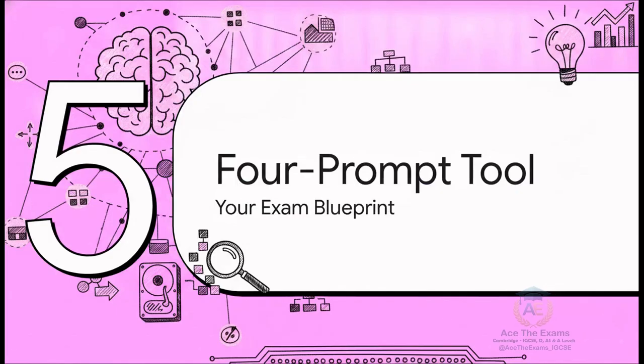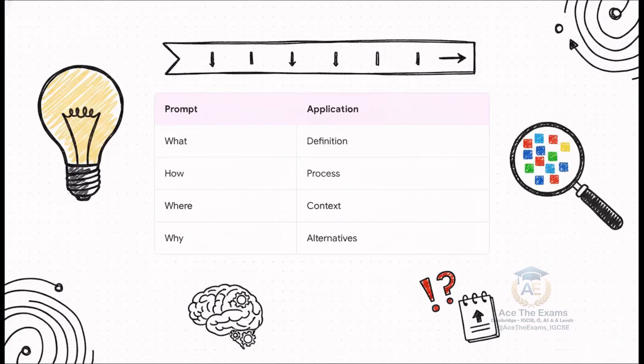We've reached Section 5, the 4-prompt memory tool. This is your ultimate exam blueprint. All right, here is the master framework. Think of this as your cheat sheet recap. If you want to know if you are truly ready for an exam, you need to be able to run any concept through these 4 prompts.